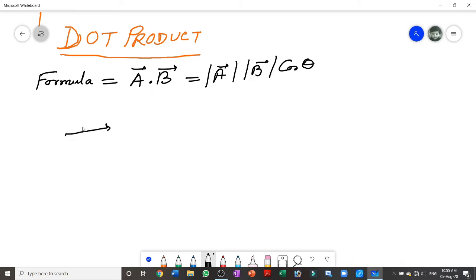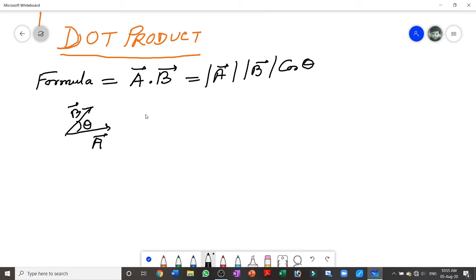Let the two vectors be denoted along this side. It is a vector, it is b vector. The angle between them, let it be theta. So the formula as given here is mod a mod b cos theta.